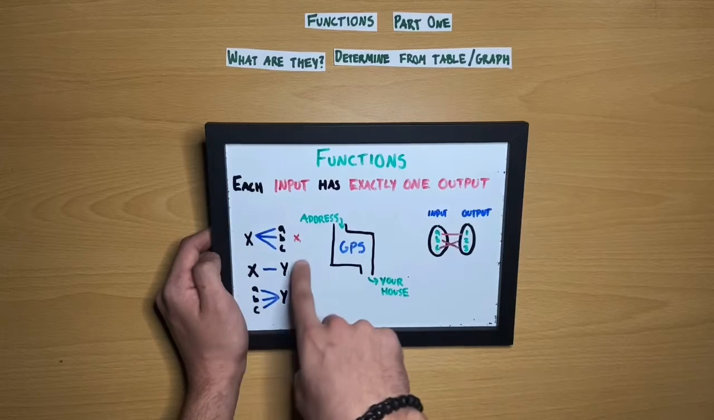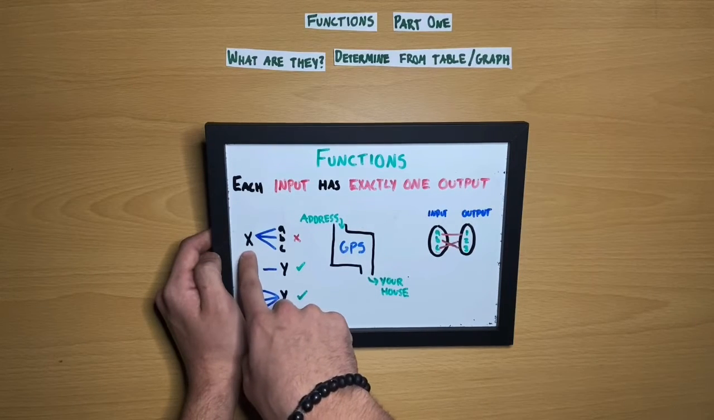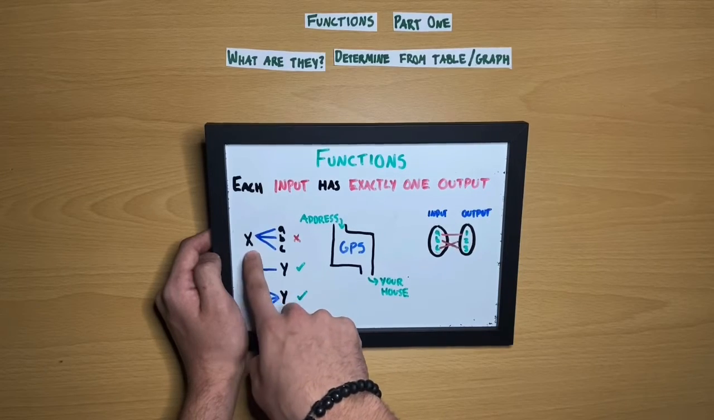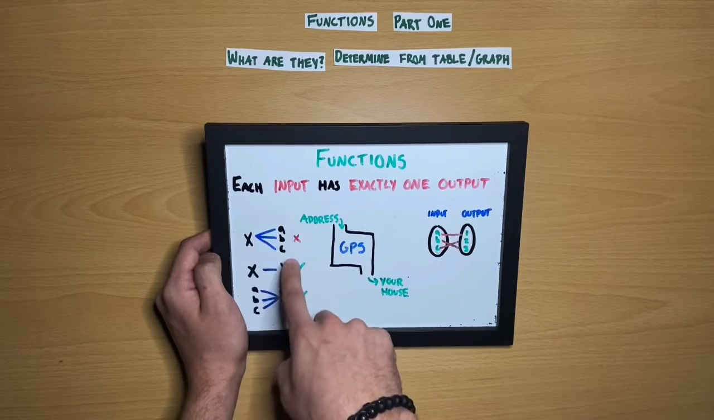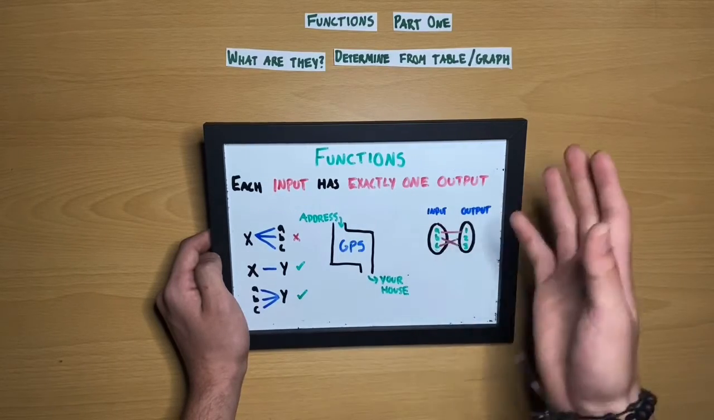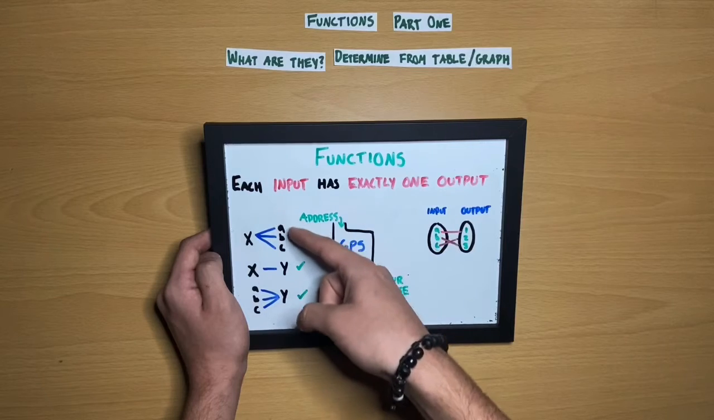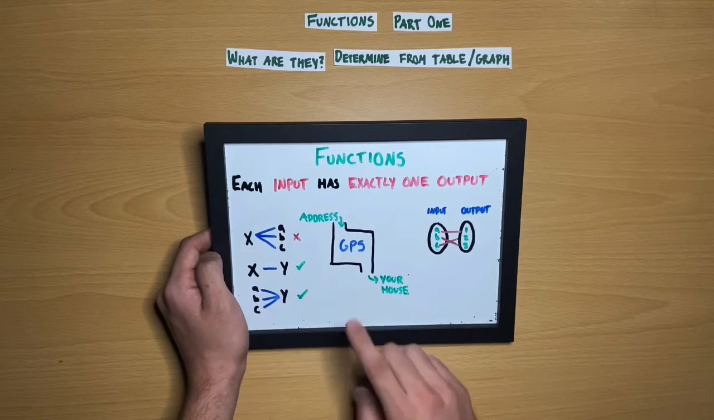And this is represented right here, where the input, in this case X, or in this case your address, sends you to more than one output. It doesn't even have to be 3; it could be 2, it can be a million. If it sends you to different outputs, it is not a function.